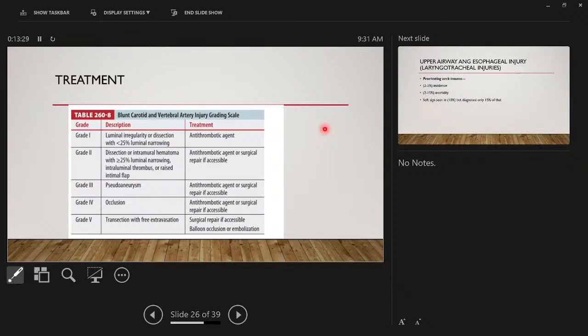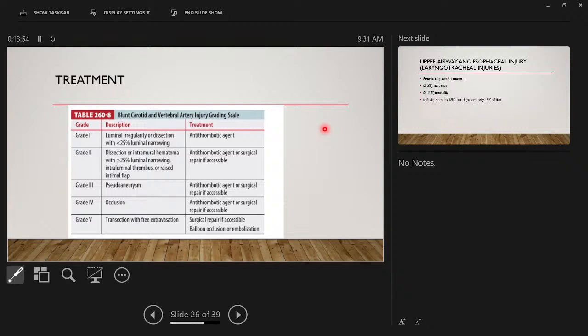The treatment of blunt carotid vertebral injury is based on the grading of the injury. The grades are 1 to 5. Grade 1 is luminal irregularity with less than 25% narrowing of the lumen. Grade 2 is the same, but narrowing is more than 25%. The third is pseudoaneurysm, the fourth is occlusion, and grade 5 is transection with free extravasation.